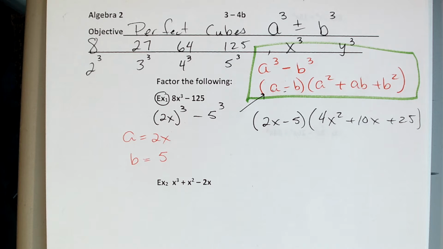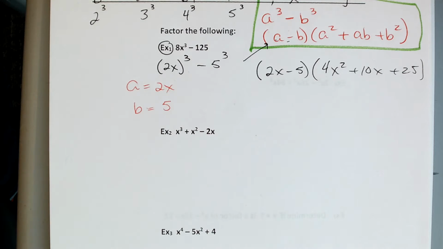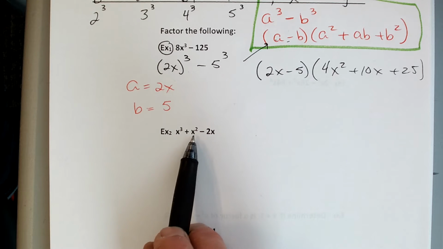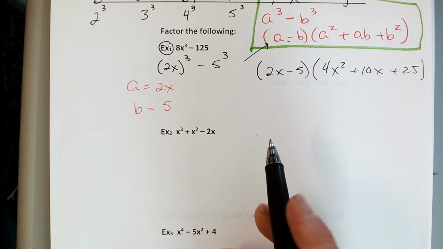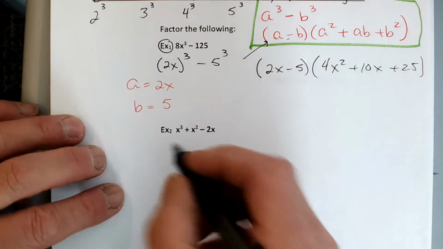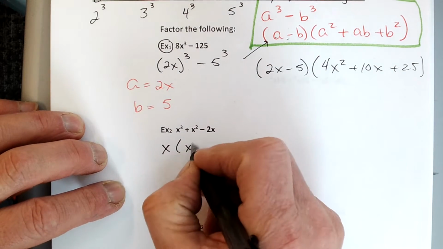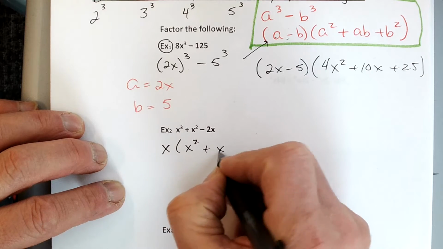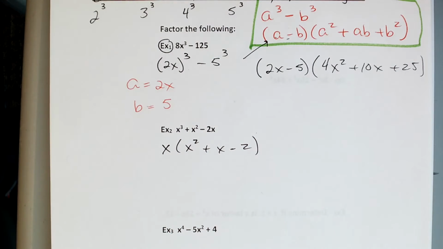Okay, let's look at example 2. Now, example 2 is different. Example 2 is what we did last night. So, on example 2, do you guys see anything? Anybody see anything? Well, don't they all have an x in common? Right? How many x's do they all have in common? At least. Right, so let's take out the 1x. I'll have an x squared plus an x minus 2. Okay, to make this easier, I'll put a 1 right there, okay?